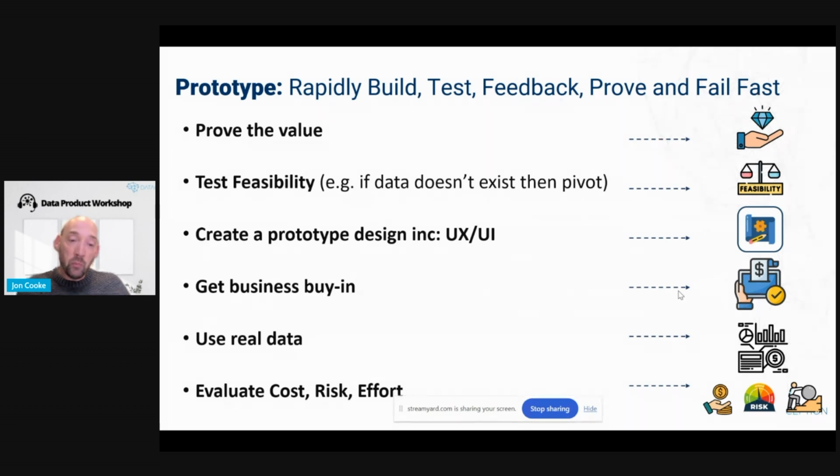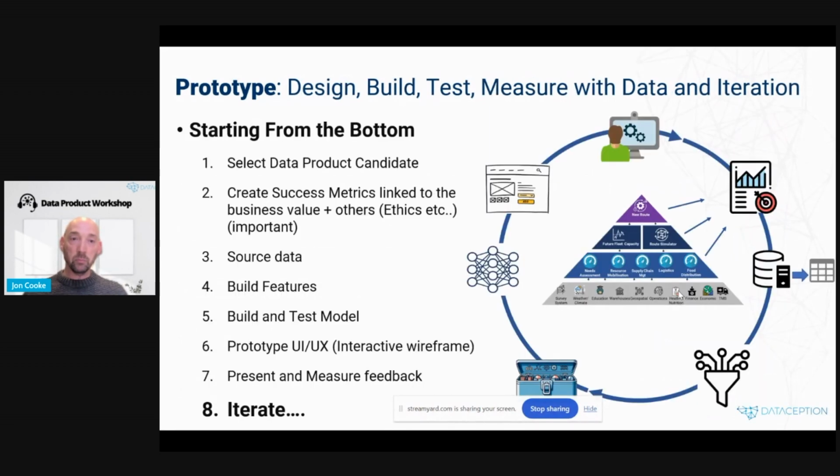And also we evaluate the cost, risk, and effort around it. So we come up with these RISE scores. Can we actually validate that? It may be very, very difficult to actually build it, even in prototype form. So you've got a risk and cost effort assumption around that, or it may not be feasible. Again, the feasibility thing is quite important.